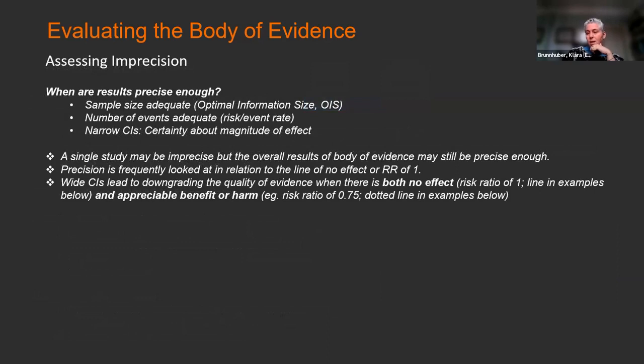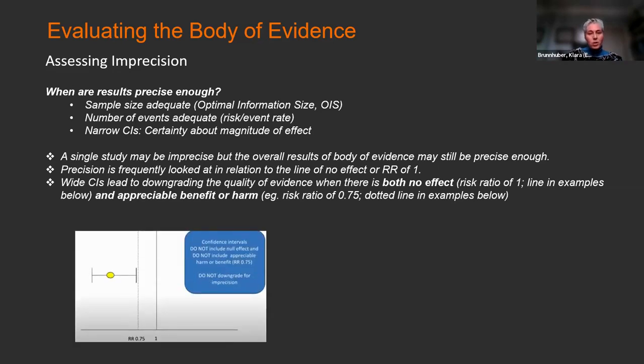Let's move on, because we want to have a few minutes at least for some questions, and we are nearly at the end of the webinar. Looking at imprecision, so are the results precise enough? Is the sample size adequate? Is the power of the study strong enough in order to find a difference? Was the number of events adequate? So, for example, when you're looking at mortality, did any of the participants die? If not, it's very difficult to say anything about mortality. And then, of course, also looking at the narrowness of your confidence interval. This is about the certainty about the magnitude of the effect.